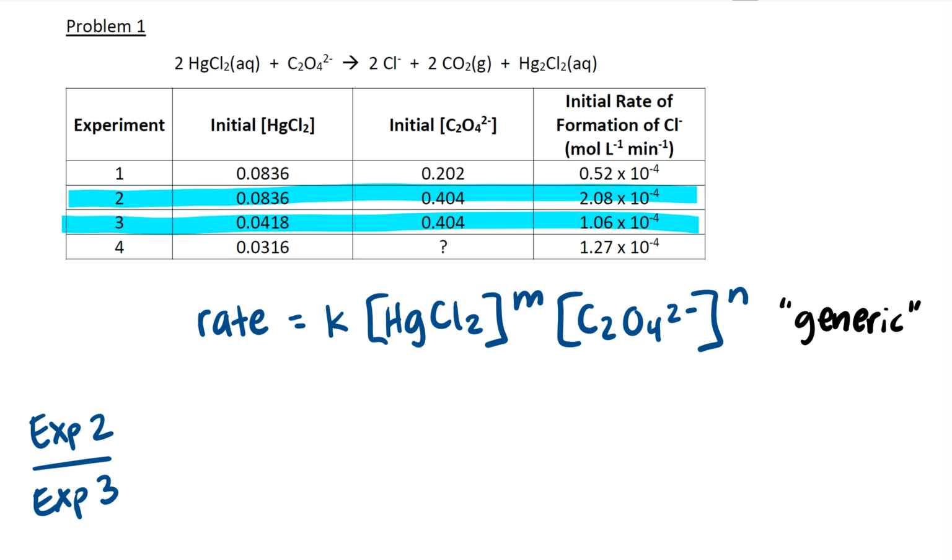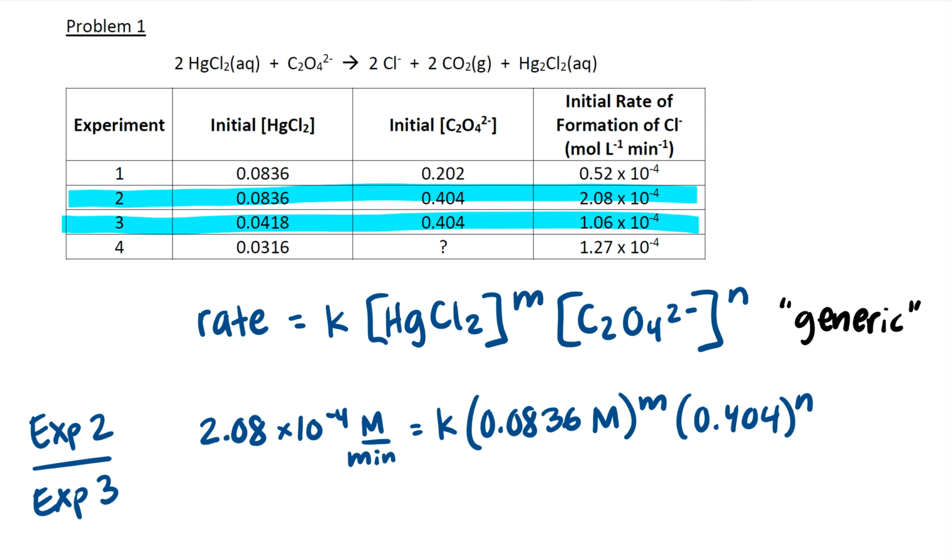Essentially, what you're doing for each experiment is you're plugging in all of the conditions into the generic rate law for that experiment. So for experiment number 2, this is what you would plug in. All right, so I'm grabbing the rate information from the data table for experiment number 2. It has a rate of 2.08 times 10 to the negative 4 molar per minute because rate is change in concentration over change in time. And then insert baby k, and then the concentration for each one of our reactants. And we're just copying down the m and the n because we don't know what they are yet.